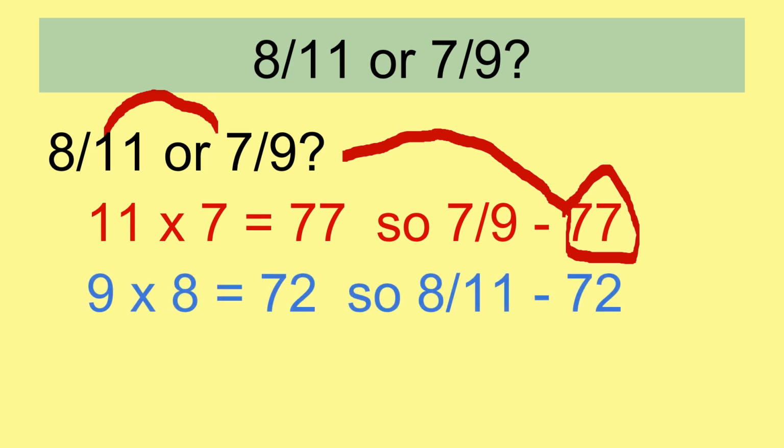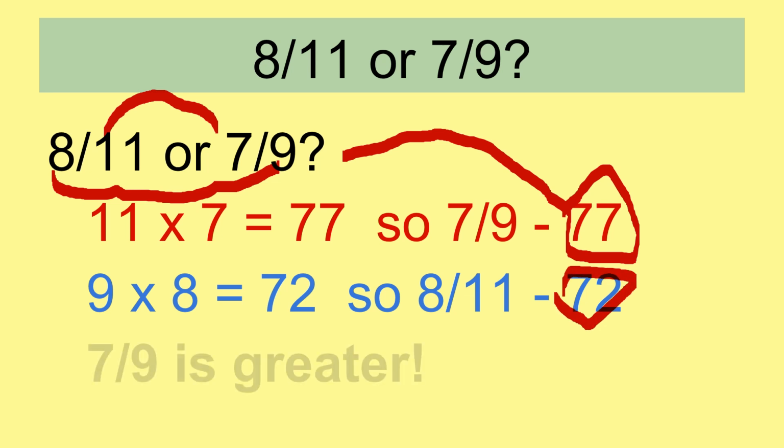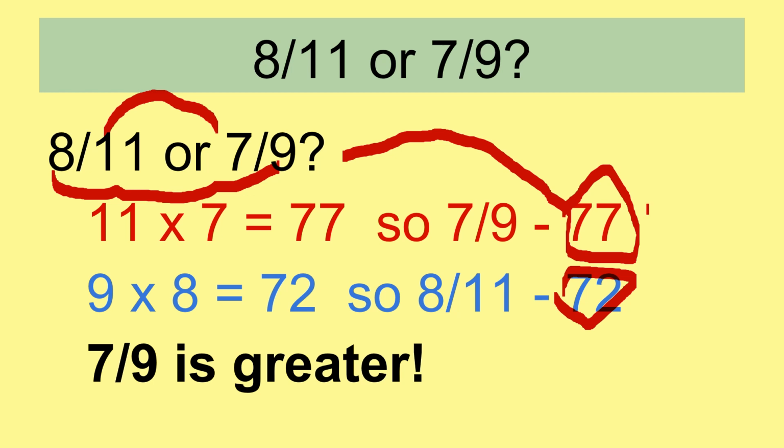9 times 8, so we've got the denominator times the opposing numerator. 9 times 8 is 72. So 8/11 is 72. So which is greater? 7/9, of course, because 77 is greater than 72. So 7/9 is a greater fraction than 8/11.